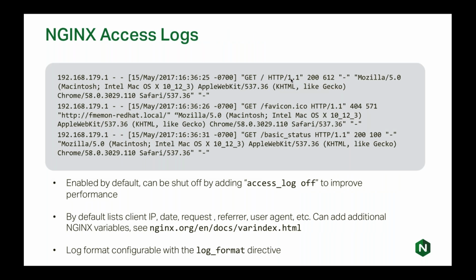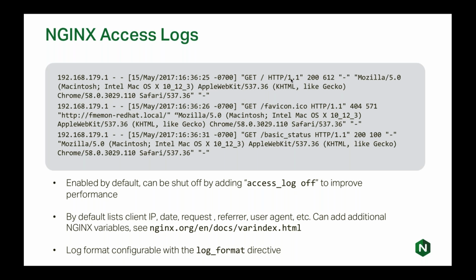NGINX by default has some very robust and powerful access logs, and you can see a sample of what a default access log with NGINX looks like. We print out a number of different pieces of information, such as the client IP address, what they actually did, was it a GET request, what URL they requested, HTTP/1 or HTTP/2, what browser they were using. So a lot of different information is printed out in the access log.